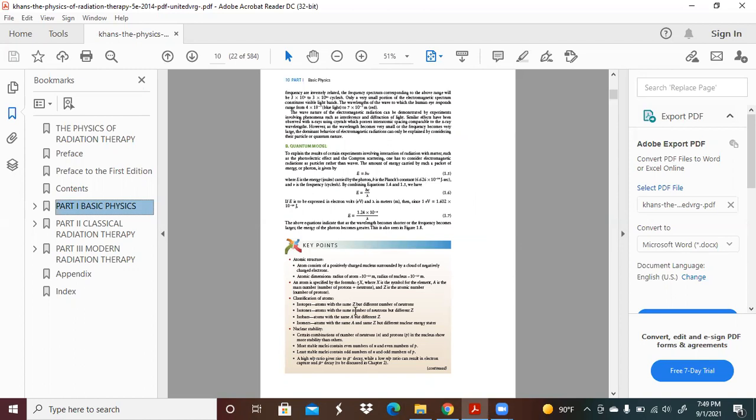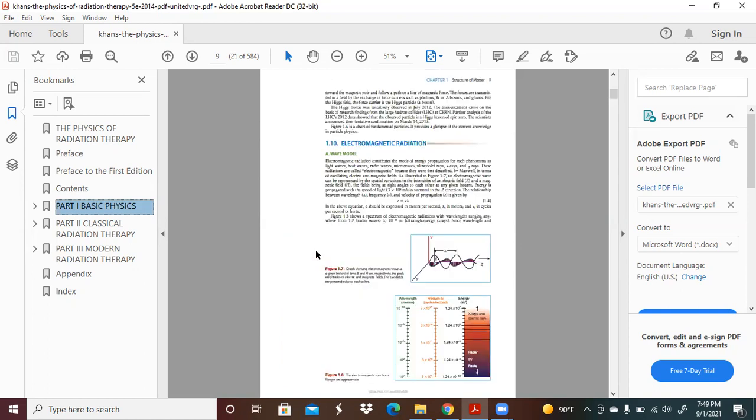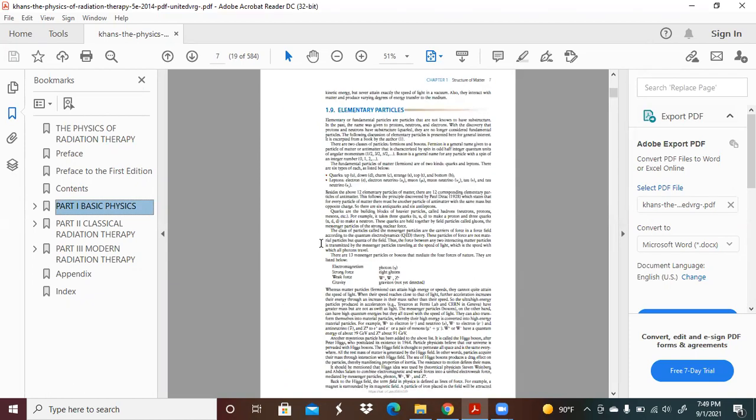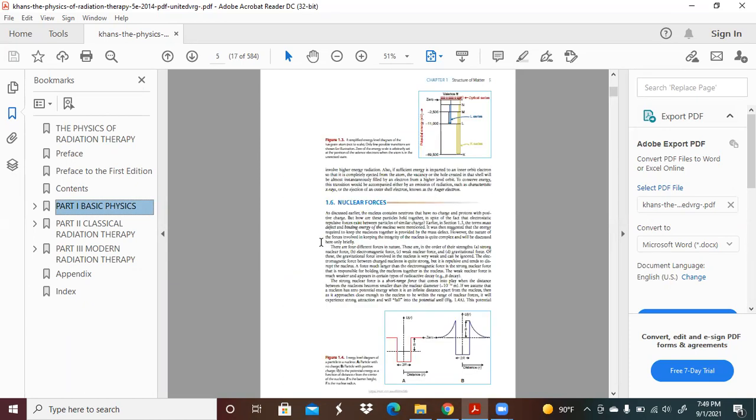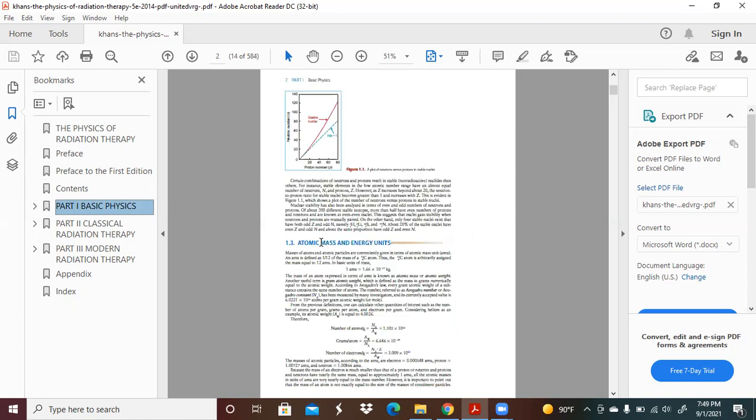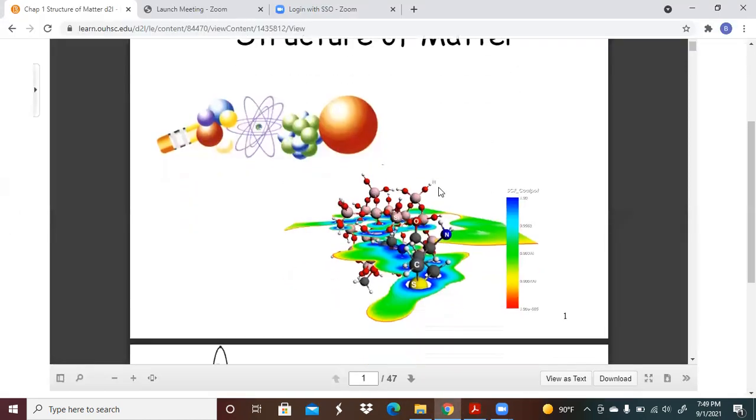Particularly, I'd focus on just doing the summary, looking over the slides, and then trying to go through and look at some of the problems here. I will also be working some of the problems in separate videos as we go along. So let's go back to it here. So we're looking at the structure of matter.